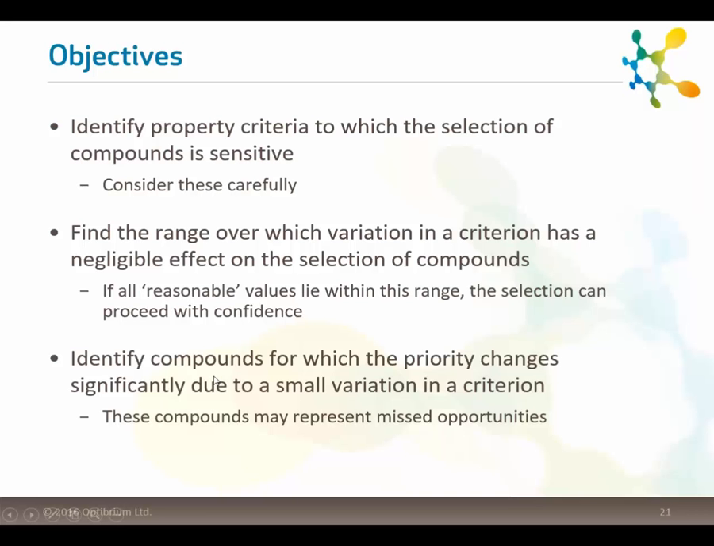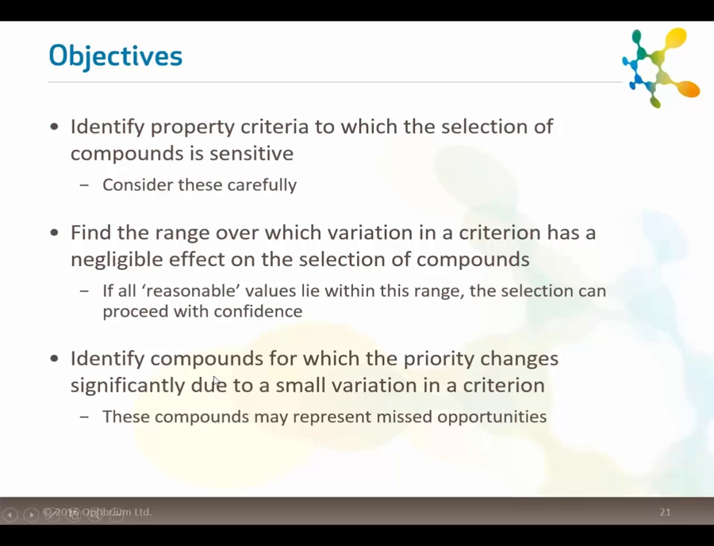A secondary question, though, is to find the range over which the variation in a criterion has a negligible effect on the selection of compounds. So if all of the reasonable values lie within this range, then we can proceed with confidence. No reasonable value is going to significantly change the decision we would make.